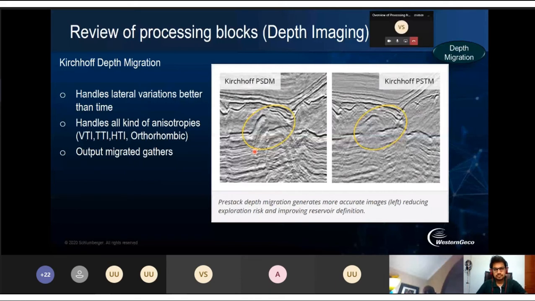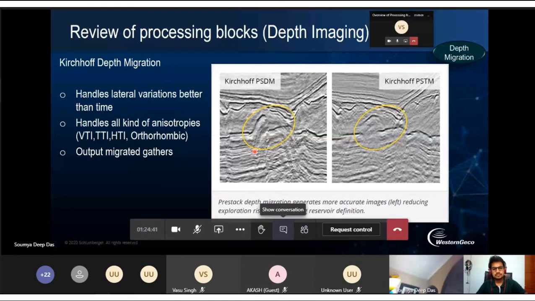And the next one is the adaptive beam. It is a full-fledged migration where we image the high dips in very high resolution. It is much, much better than Kirchhoff. And you can see the example. This is a Kirchhoff, and this is an ABM output of the same velocity model.